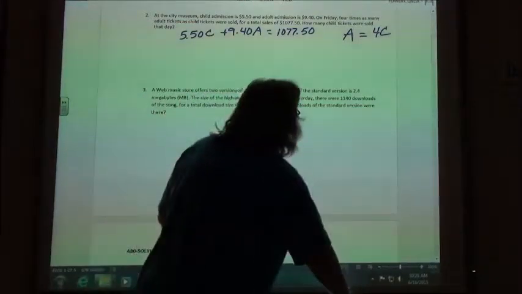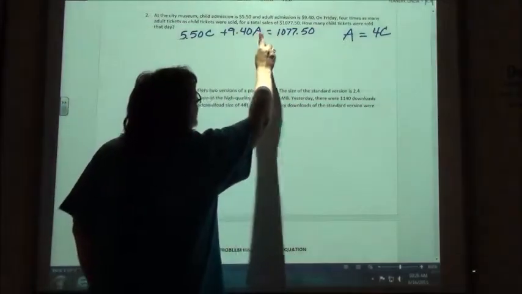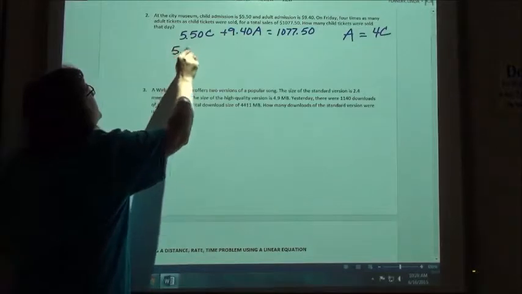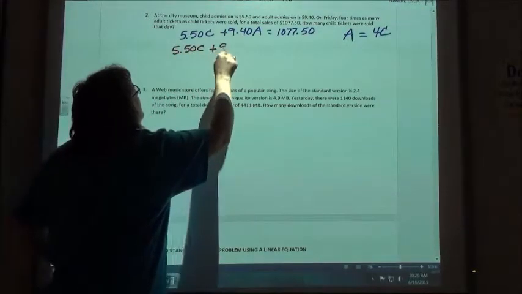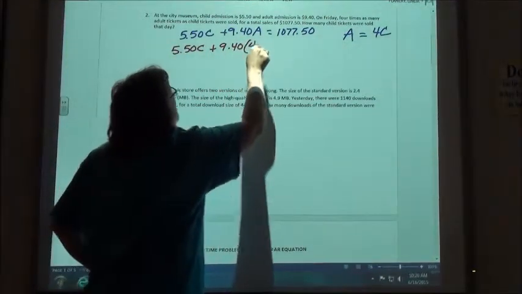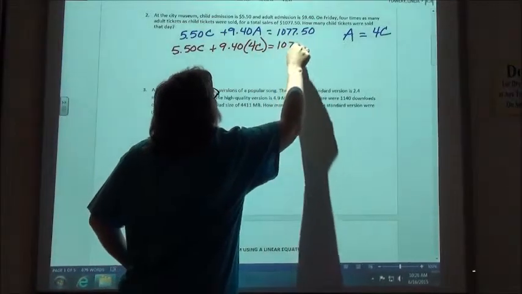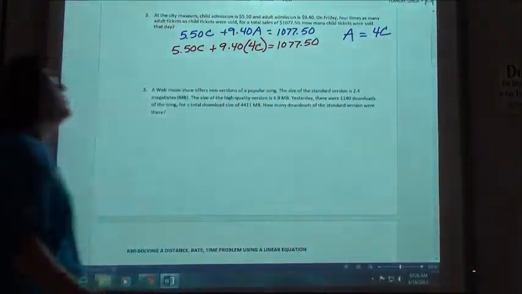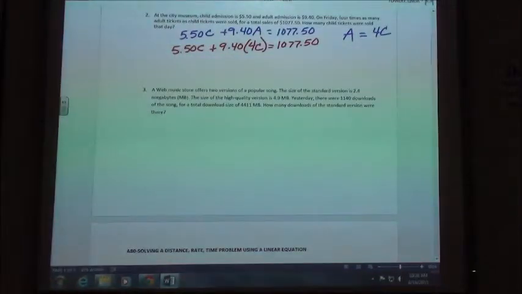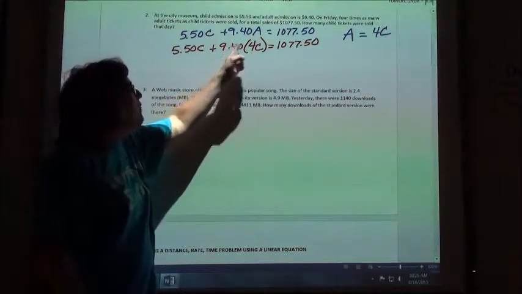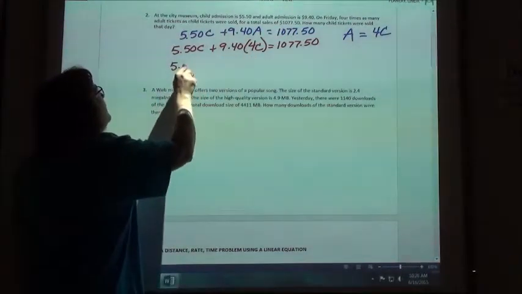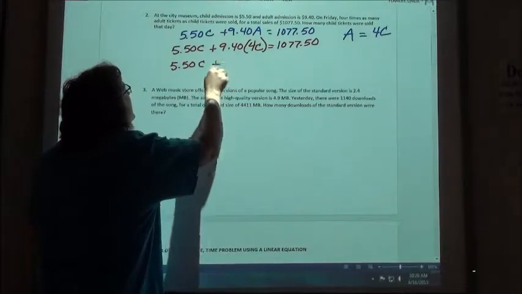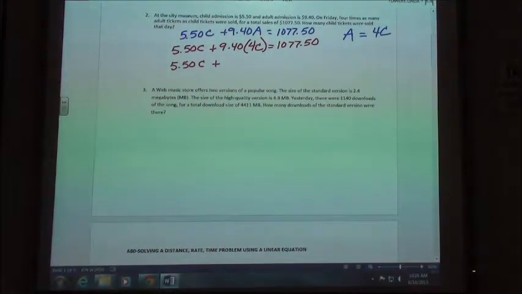So this one we have to solve by substitution. We're going to replace the A with 4C. So 5.50C plus 9.40 times 4C is going to equal our 1,077.50. And so, of course, we've got to multiply here 9.40 times 4. So $9.40 times 4 would give me 37.6.